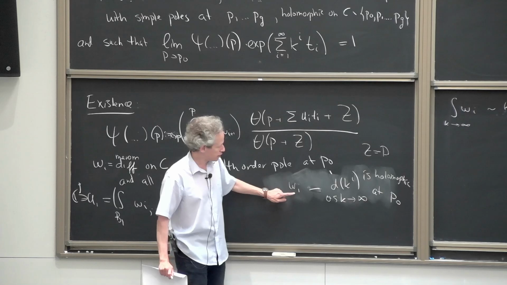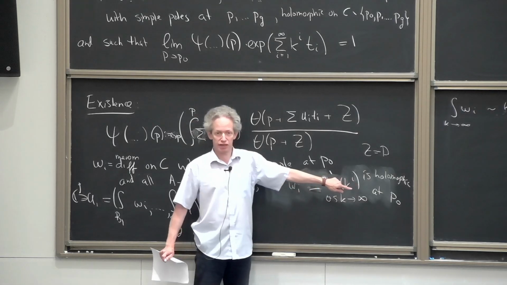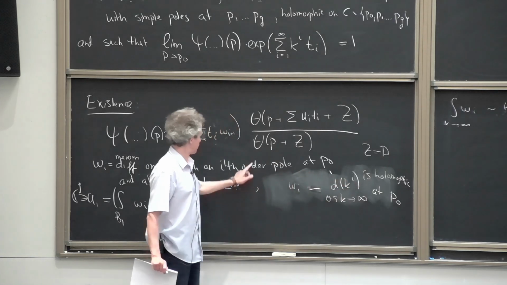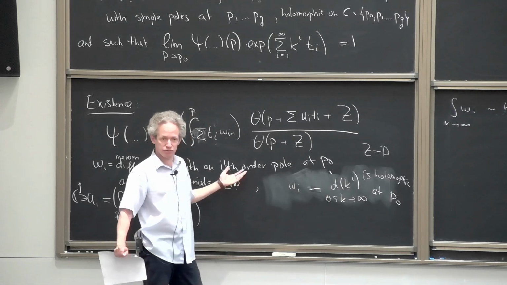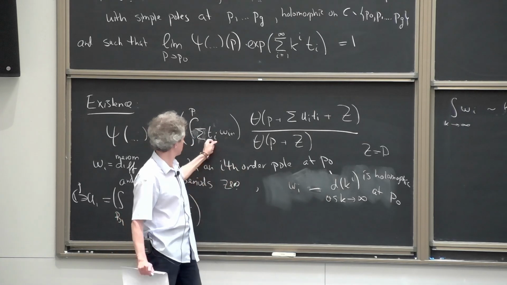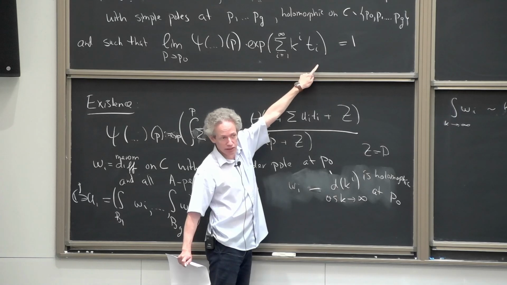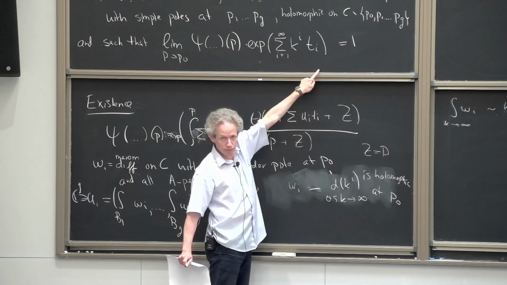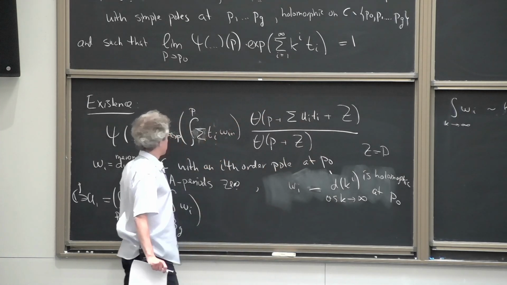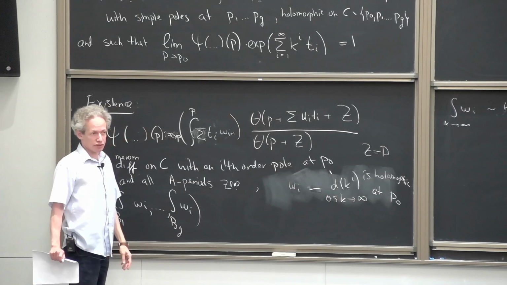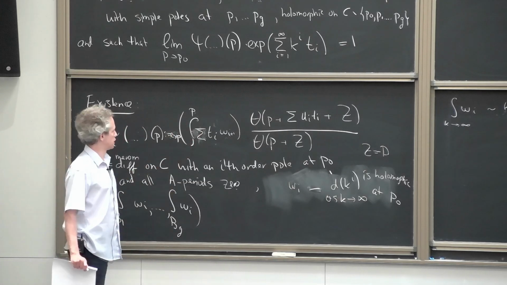If I take the singular part to be d of k^i, this is what this says, then if I integrate this as P approaches the point P naught, if the coordinate goes to k, then I'm going to get precisely k to the i times t_i. Fair enough? The fact that this is a correct formula is far from obvious. I've written it as an ansatz.